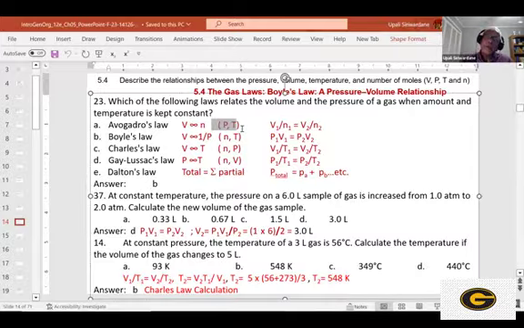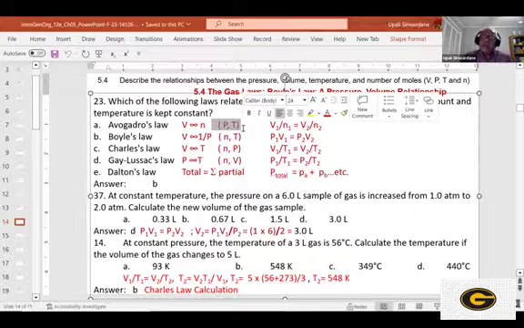Pressure and temperature are constant. We come up with the equation V divided by N: V1 divided by N1 is equal to V2 divided by N2. So there are specific gas laws, Boyle's law, Charles' law. We go over calculations as shown in problem 37 and problem 14 here.